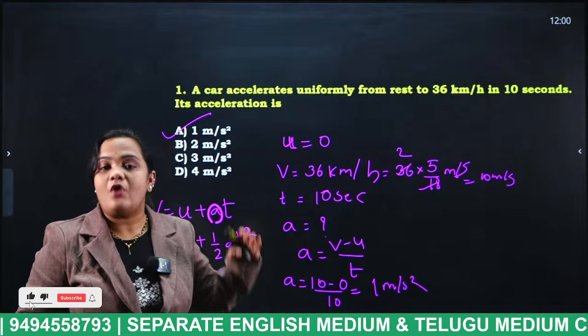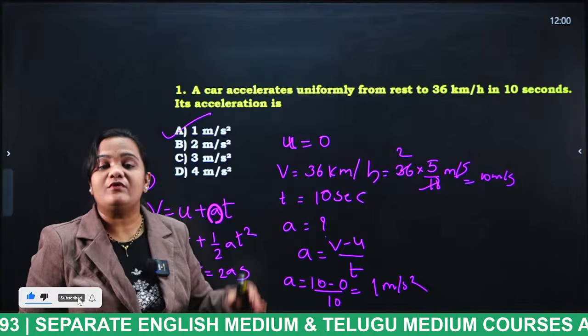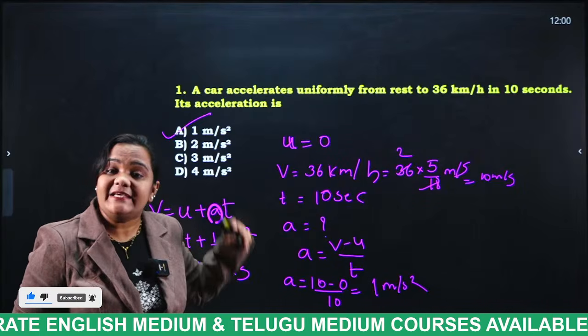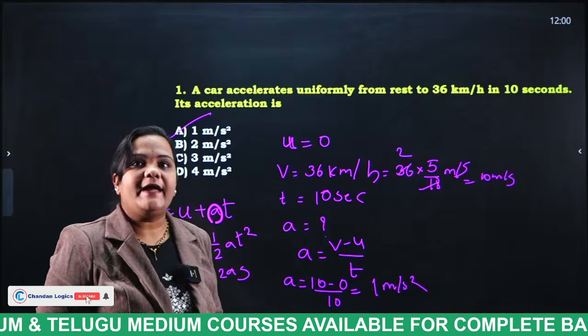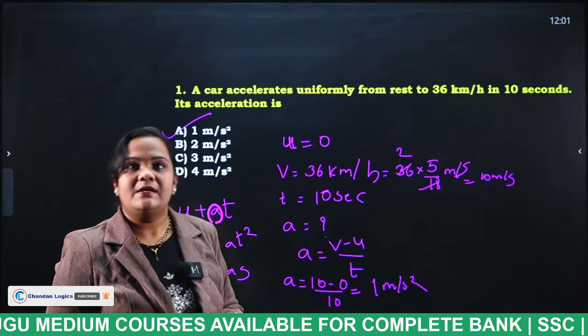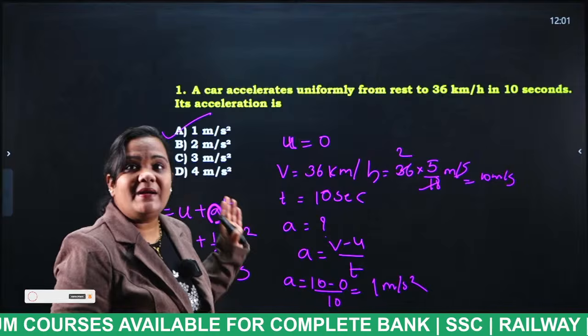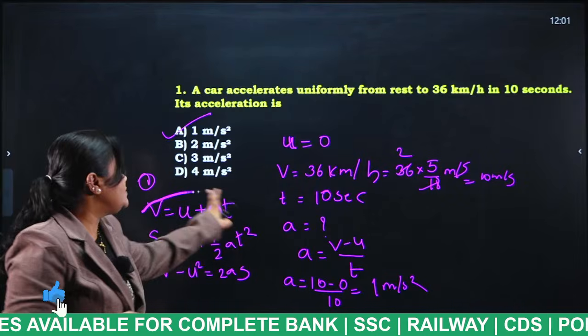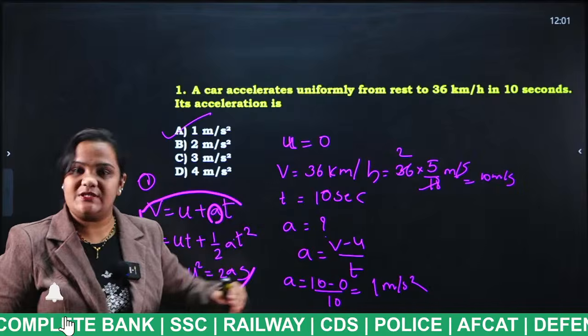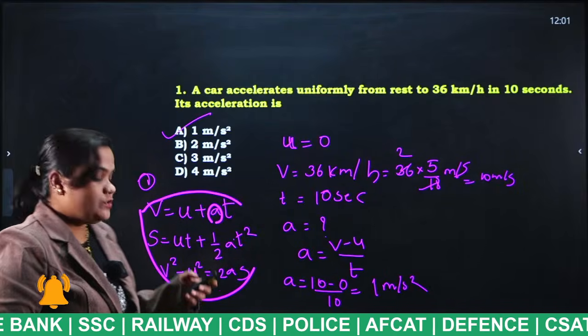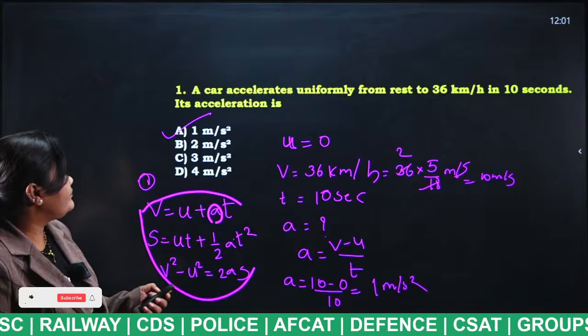The basic problems everyone must know, students. Each and every student has to know the basic formulas, and these types of questions will be asked in RRB Group D. Very good, students. Remember, if you know these three formulas, you can easily solve any type of problem related to velocity. Clear? So the next question I am going to display.